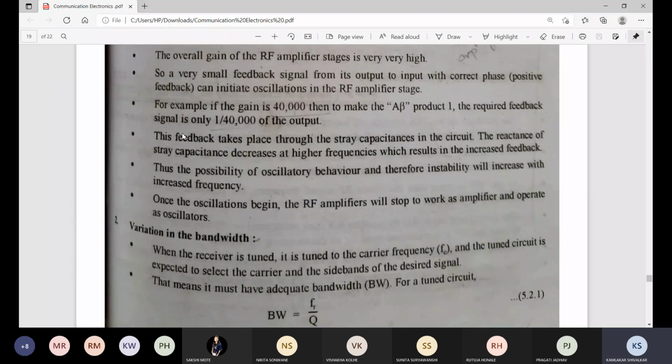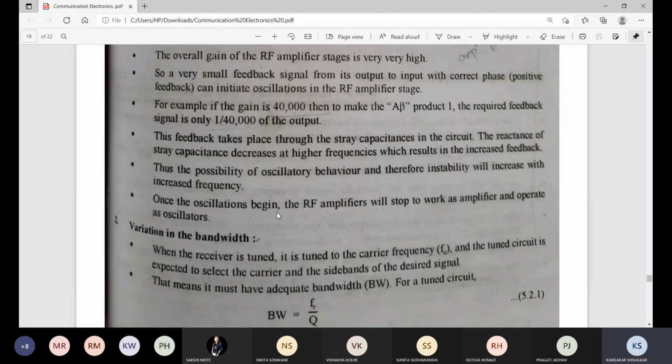मग बघा, thus the feedback takes place through the stray capacitance in the circuit. The reactance of stray capacitance decreases at higher frequency, which result in the increased feedback. Okay. Thus, the possibility of oscillatory behavior and therefore instability will increase with increased frequency. As we increase the frequency, instability will increase. Why instability is increased? That will be explained here.